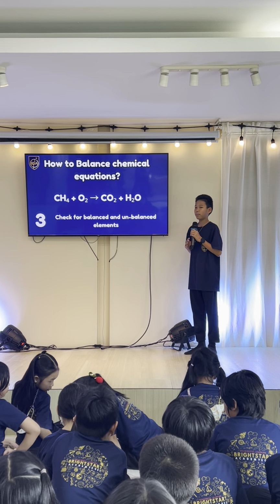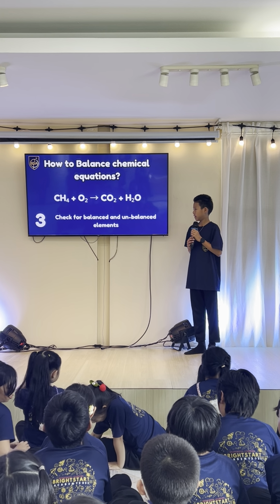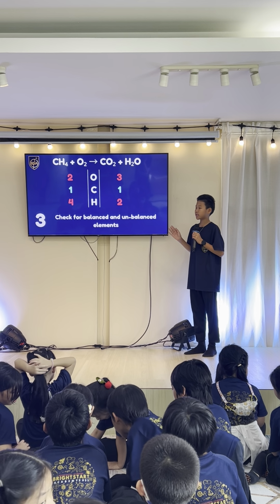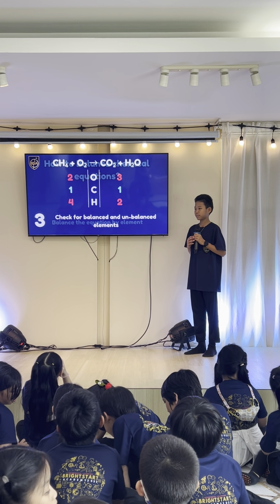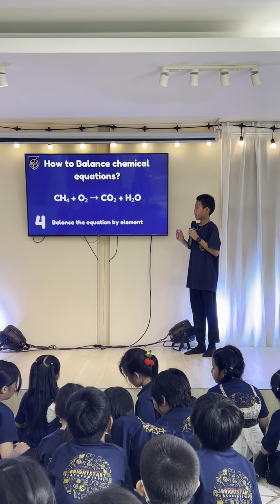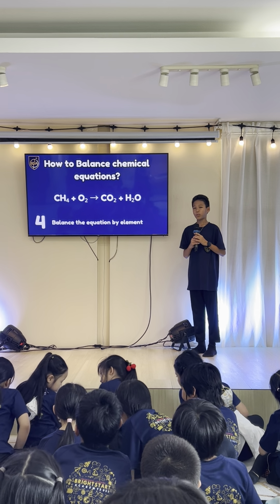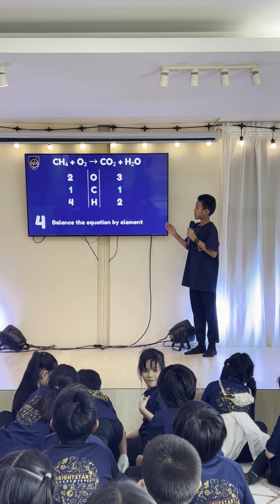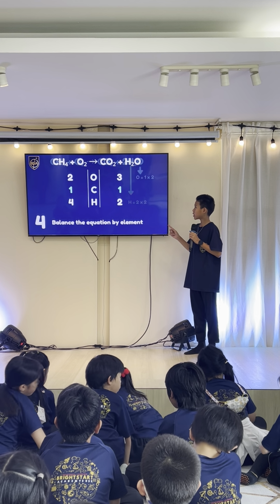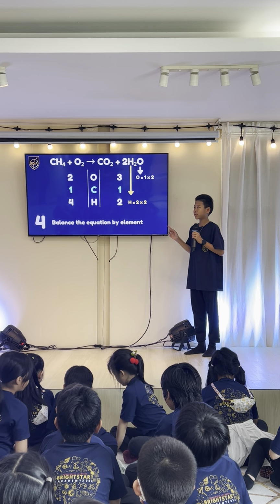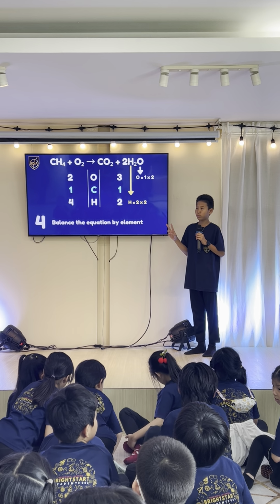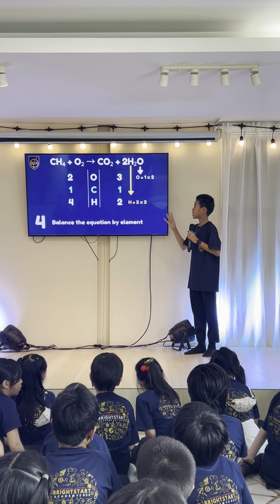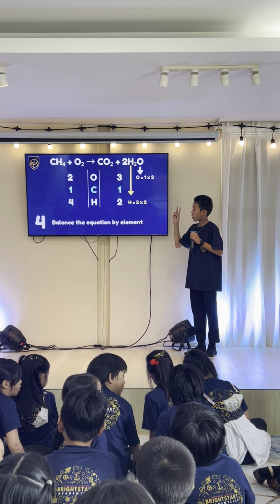Next, we need to check for balanced and unbalanced elements. Right here, our only balanced element is carbon, the rest are not. Lastly, we need to balance the equation by element. Let's start by balancing hydrogen, which we can simply do by adding a coefficient 2 to water to get 4 hydrogens and 2 more oxygens.